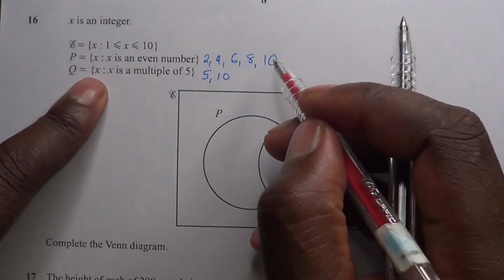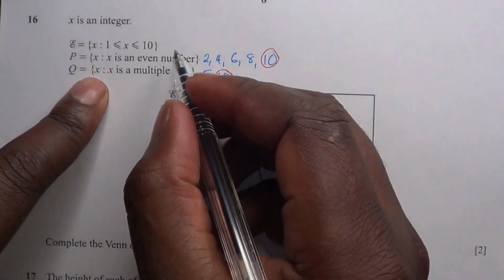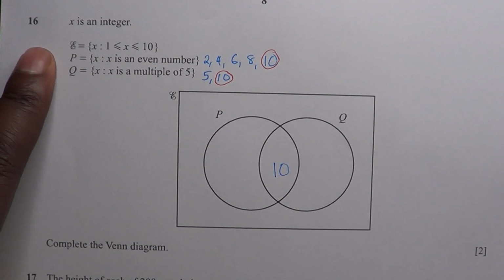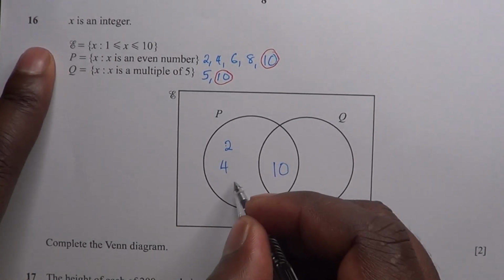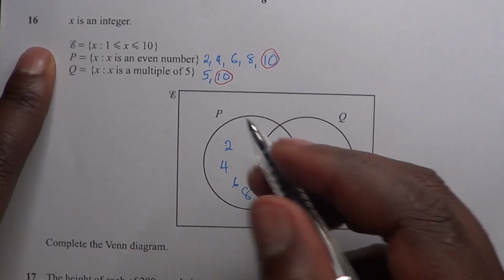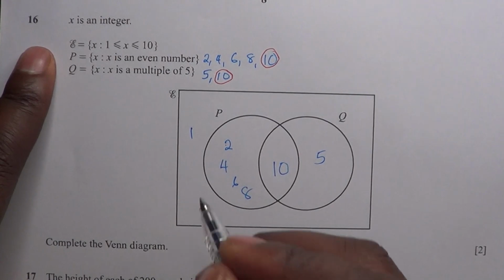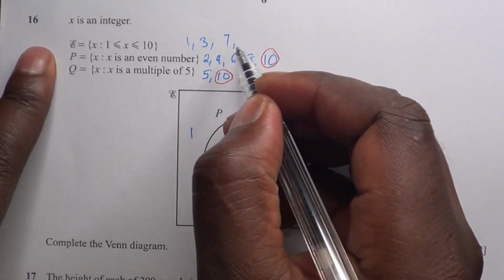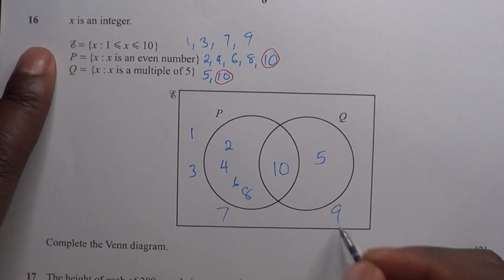But you can see they are sharing 10. This part here, the remaining one, 10 is going to be here. So this is 2, 4, 6, 8. Then on the Q, it is 5. The remaining ones are going to be outside, that is 1, 3, 7, and 9.